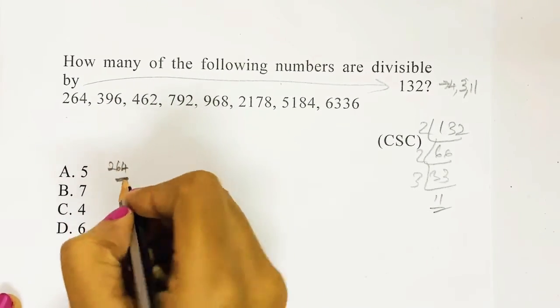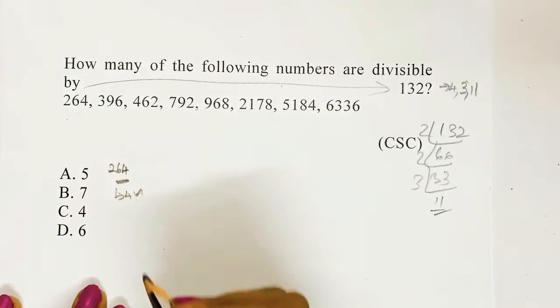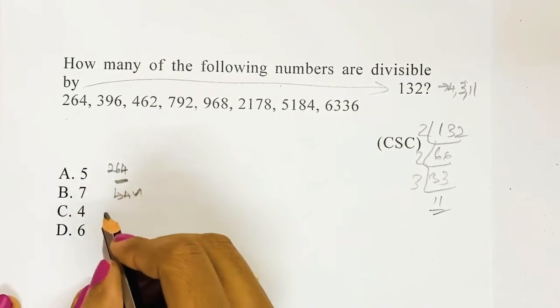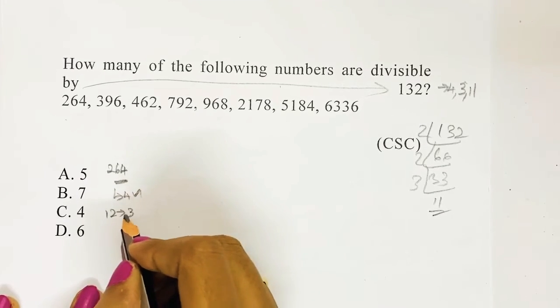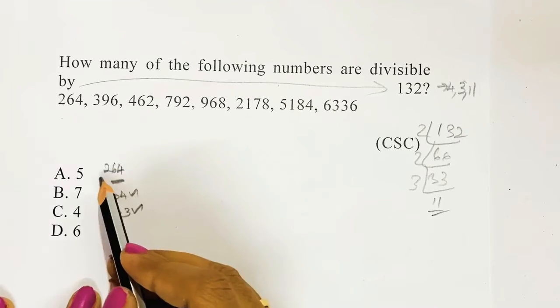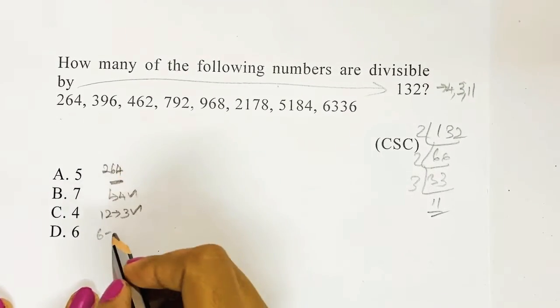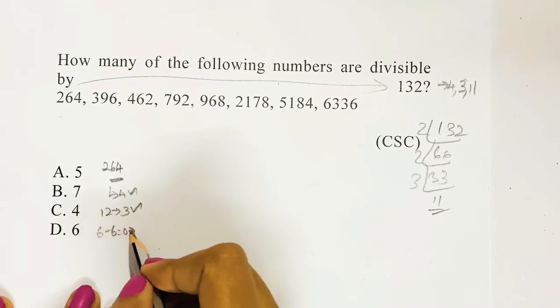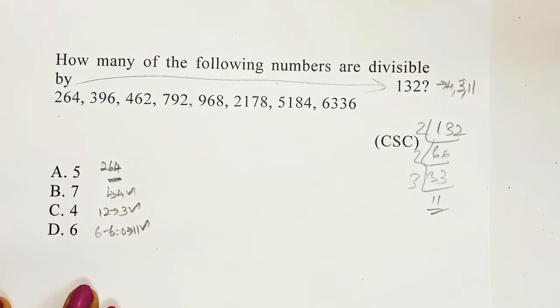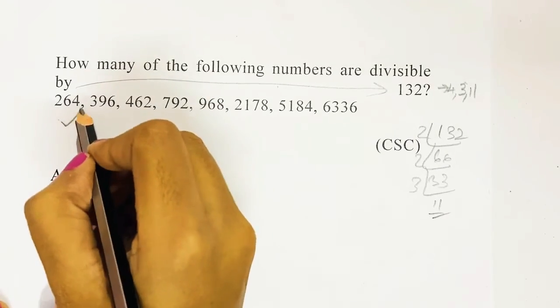The last 2 digits are 64, which makes it divisible by 4. The summation of the digits is 12, which makes it divisible by 3. The sum of the digits in odd places is 4 plus 2, 6. Minus the sum of the digits in even places, 6, equals 0, which makes it divisible by 11. As this number is divisible by 4, 3 and 11, this number is divisible by 132.